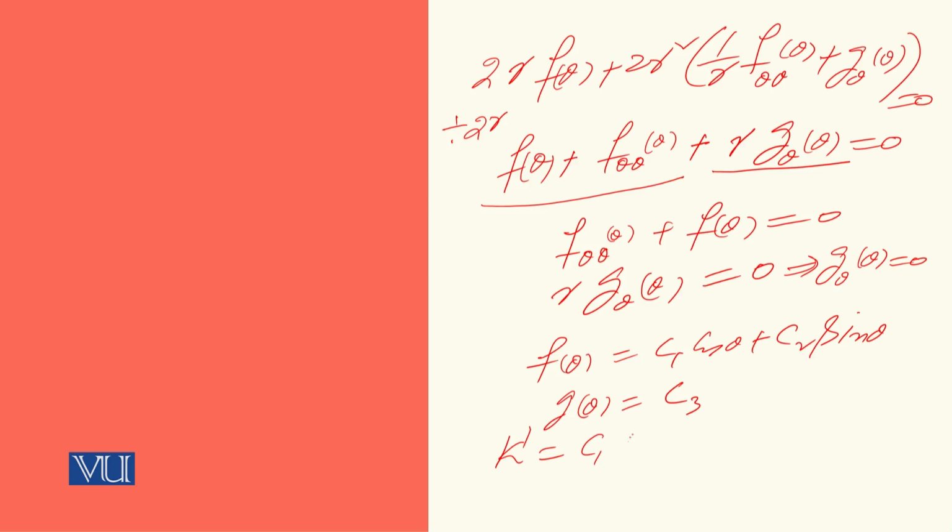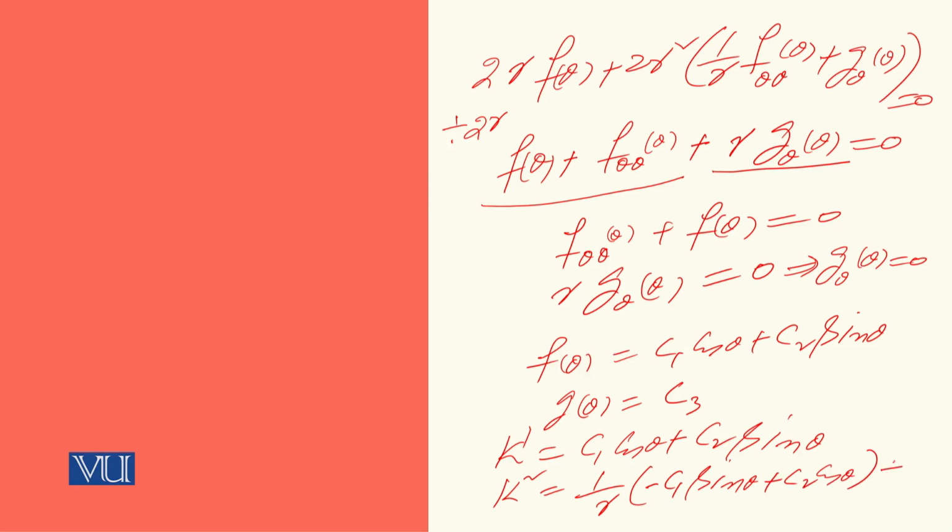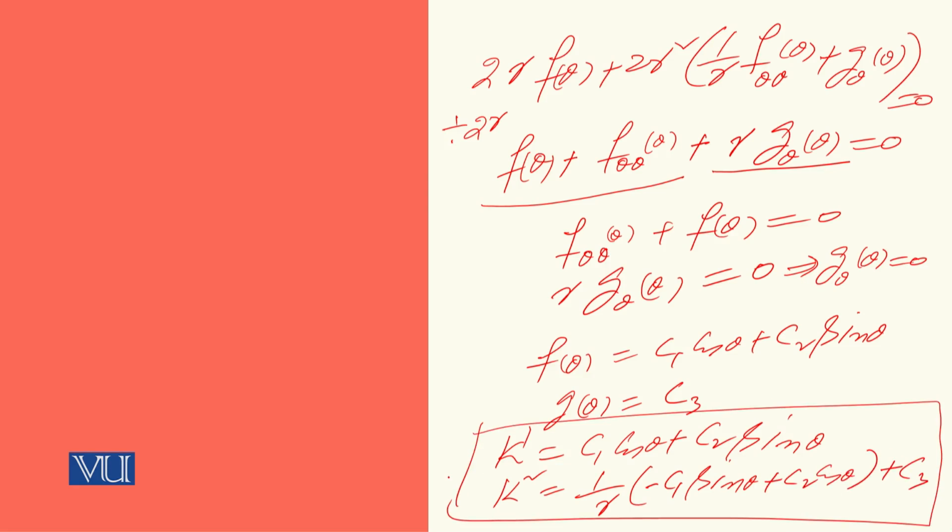k1 is equal to c1 cos theta plus c2 sin theta, and k2 is equal to 1 over r minus c1 sin theta plus c2 cos theta plus c3. So in fact you have found the solution of the Killing equation in this case.